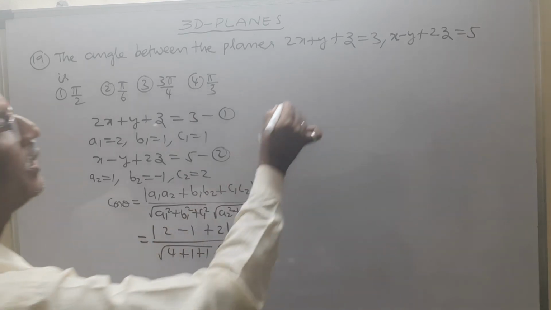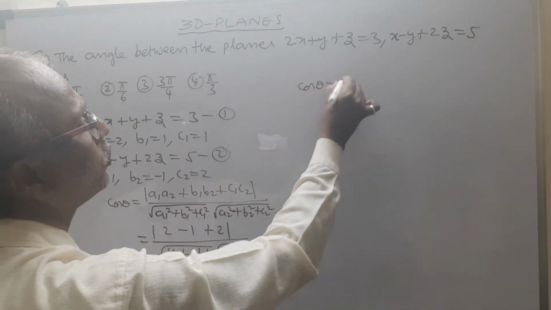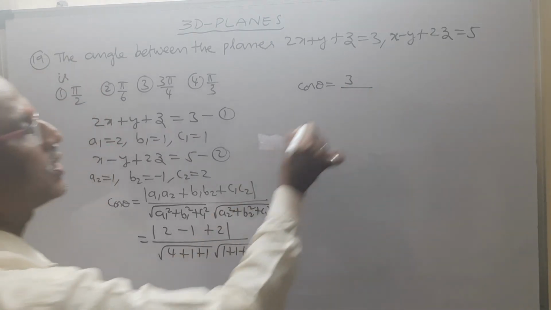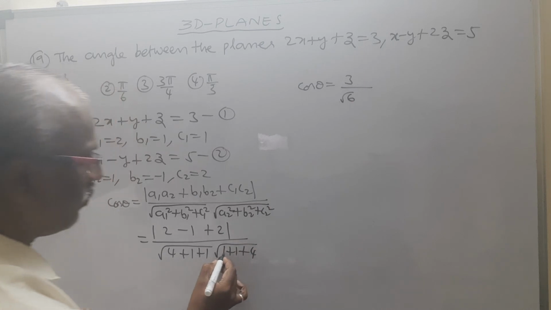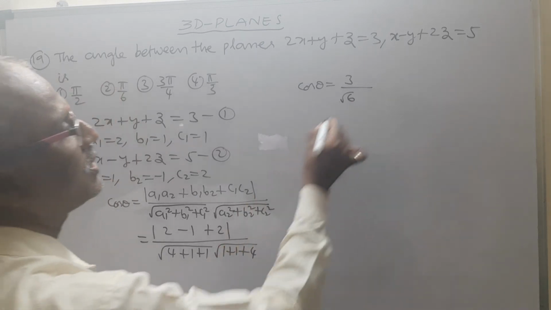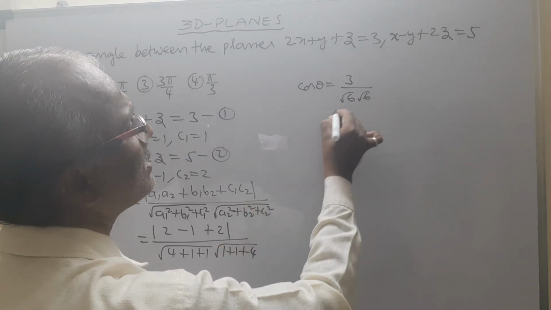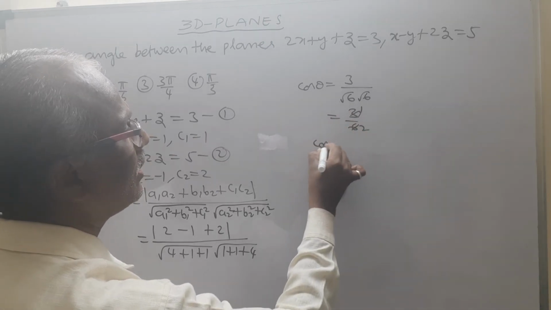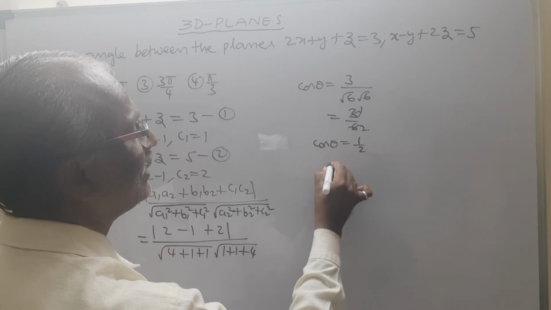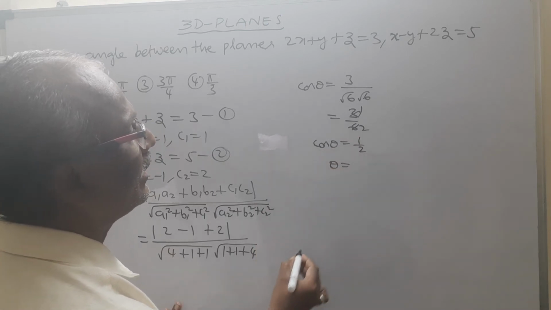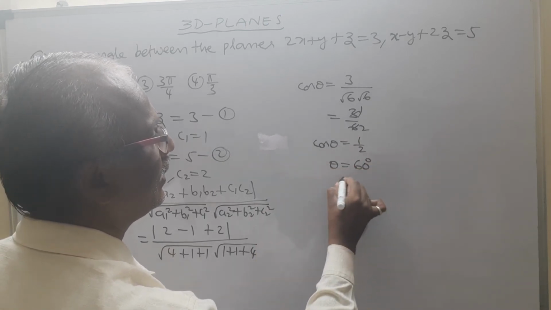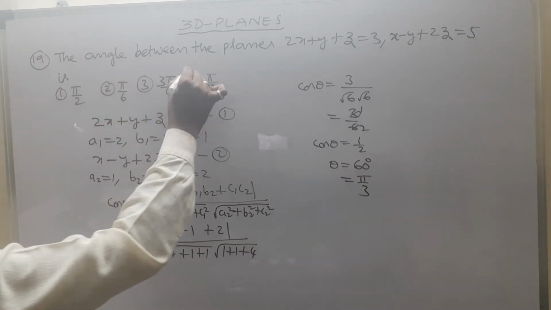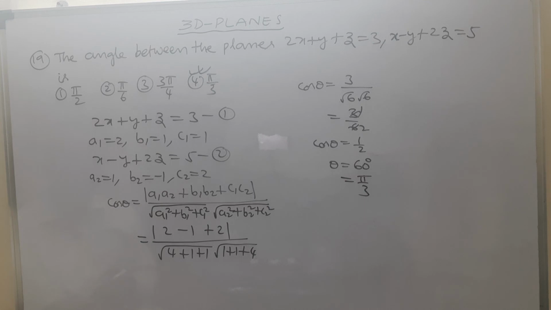Modulus of 3 is 3. Cos theta equal to 3. Here 4 plus 1 plus 1, root 6. Here also 1 plus 1, 2, 2 plus 4, 6, root 6. Root 6 root 6, 6. 3 by 6, 3 1 so 3 2. Cos theta equal to 1 by 2. Then theta equal to 60 degree. That is in radians pi by 3. Theta equal to pi by 3. This is the fourth option, it is correct.